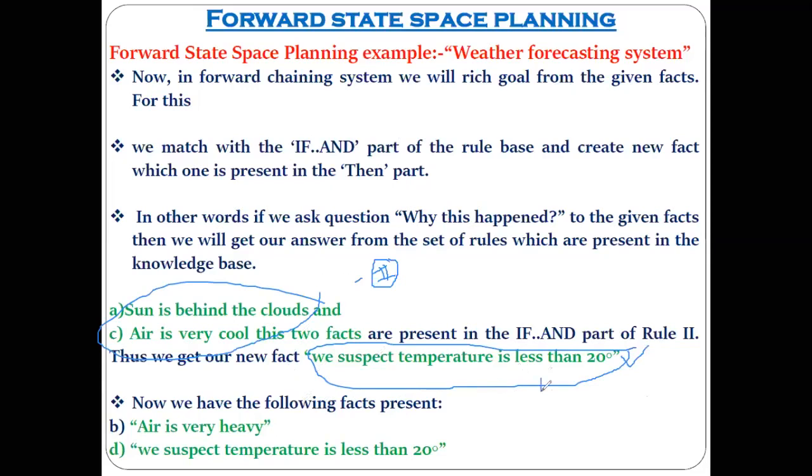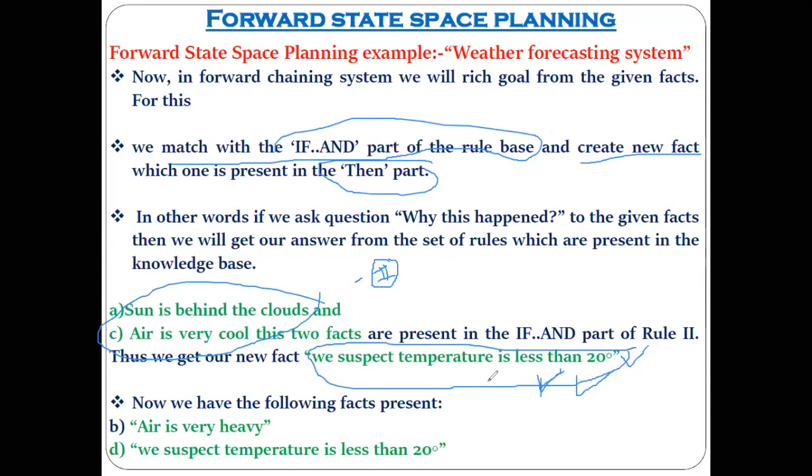Now, this outcome will become another new fact. You got the point? The same thing I have mentioned here. We match the if part of the rule base with the given fact, and from that we try to create the new fact, which is present in the then part. The then part of rule number two is: we suspect temperature is less than 20. Up to this, understood?